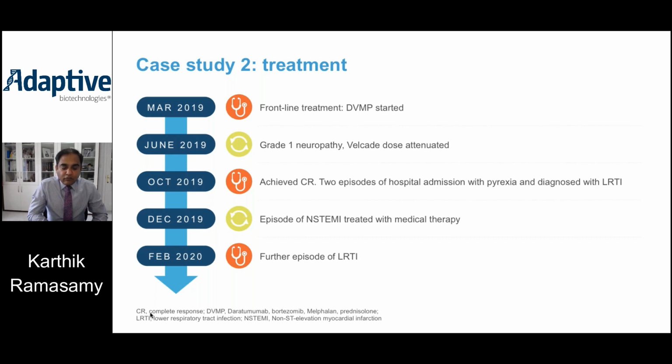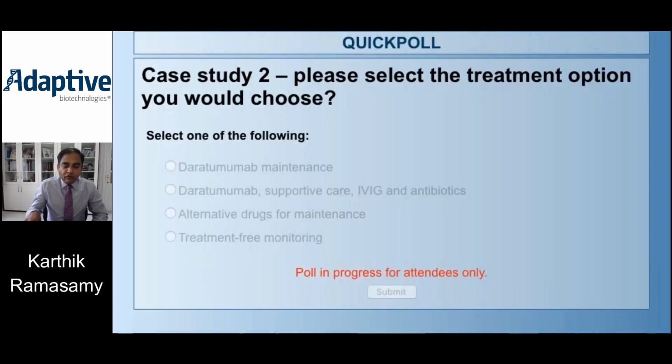Now, how should we care for this patient? Let's poll again. 4 options for you. Should we go with daratumumab maintenance treatment, as is how the treatment protocol is? Should we go with daratumumab maintenance with some additional supportive care, such as intravenous immunoglobulins and antibiotics because of the frequent lower respiratory tract infection?